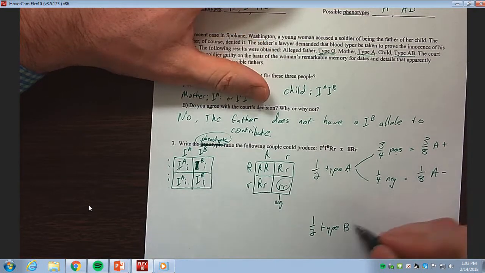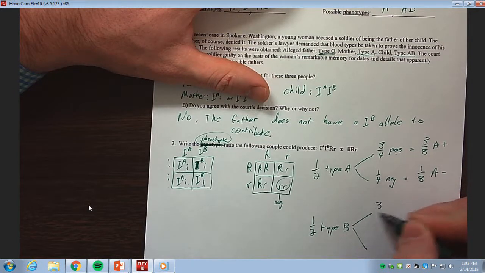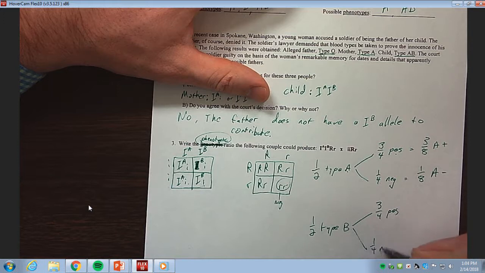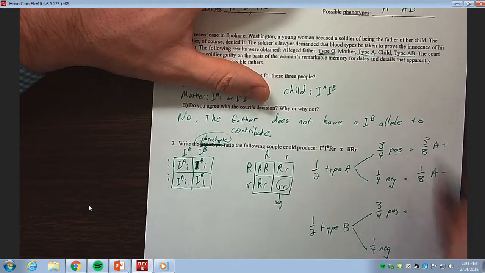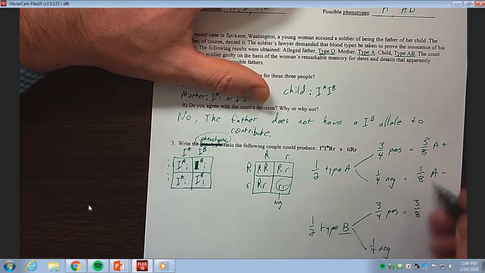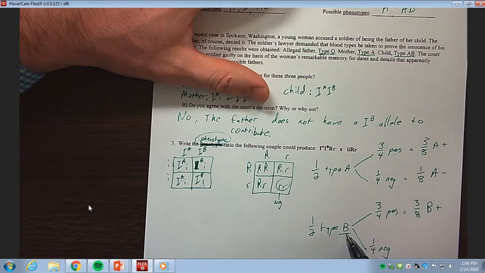Okay, same deal down here, and the math is the same. So 3/4 positive, 1/4 negative, using the same Punnett square. So we're going to get the same results, 3/8, but this time it's B positive. And here we've got B negative for 1/8.